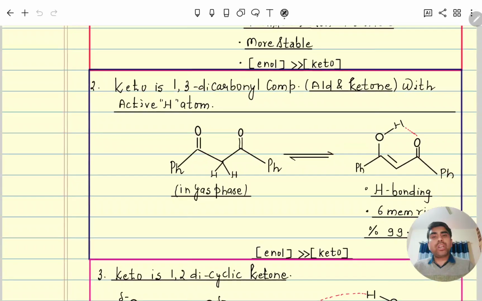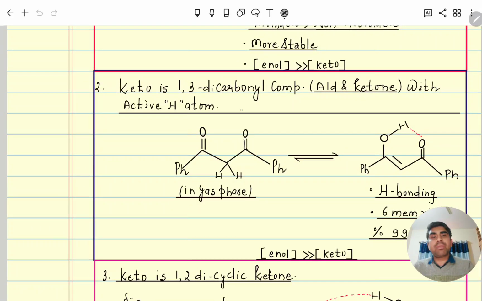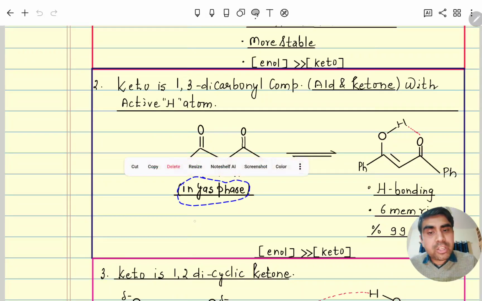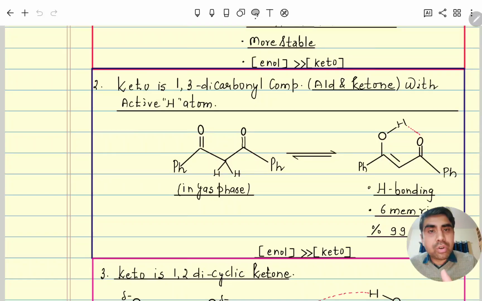Second is keto 1,3 dicarbonyl compound, either in aldehyde or ketone functional group. So here you can see in gaseous phase, if it is in aqueous phase, then this result is not valid. So in gaseous phase, all those whatever we are discussing, these 3 special cases where enol is more stable than keto, only in gaseous phase. In aqueous phase, these are not valid.